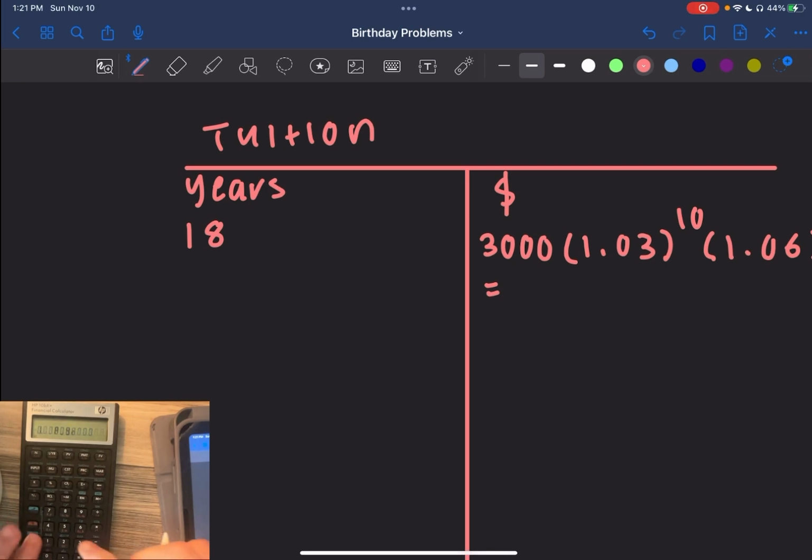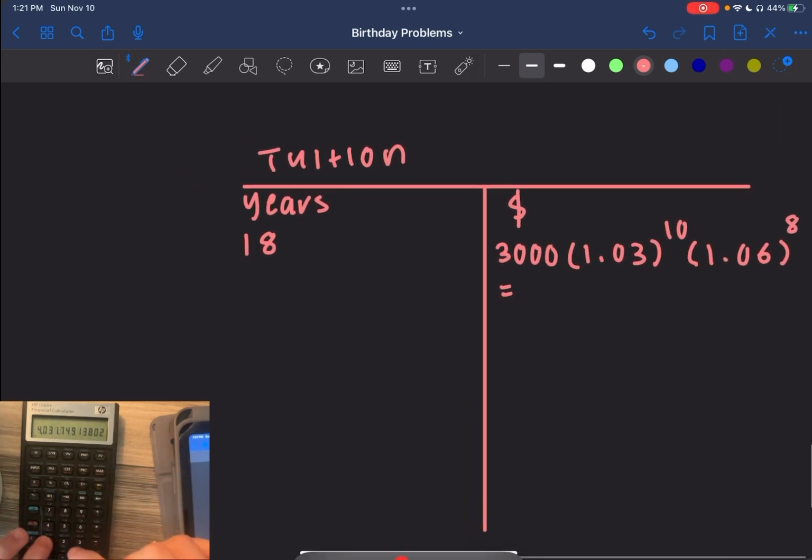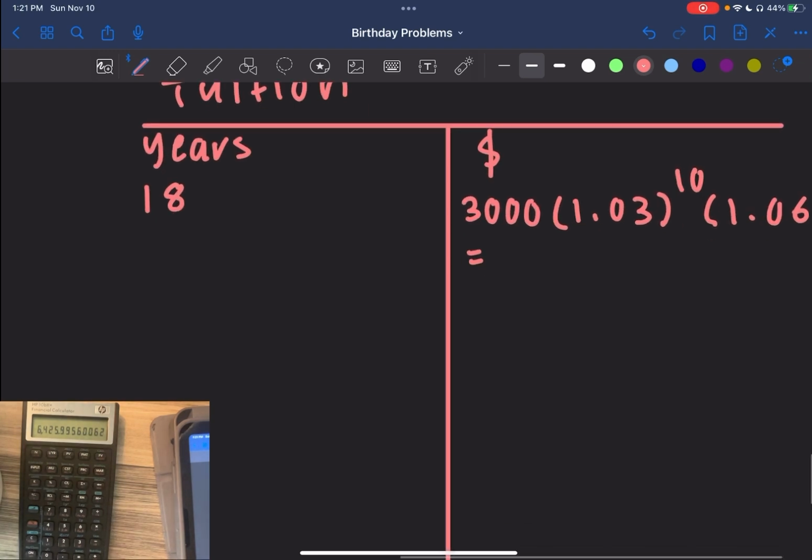So we're going to do 1.03 raised to the 10, times 3,000. All right, I'm going to save this value. Then 1.06 raised to the 8, times that previous value. So tuition is going to cost $6,425 in year 18. So let's write that out. And we're going to write all the decimal points out just so we can get a fully accurate answer.